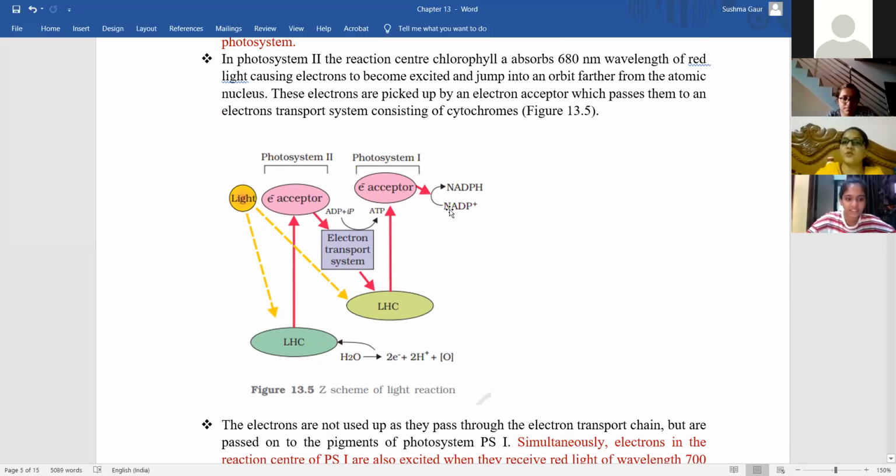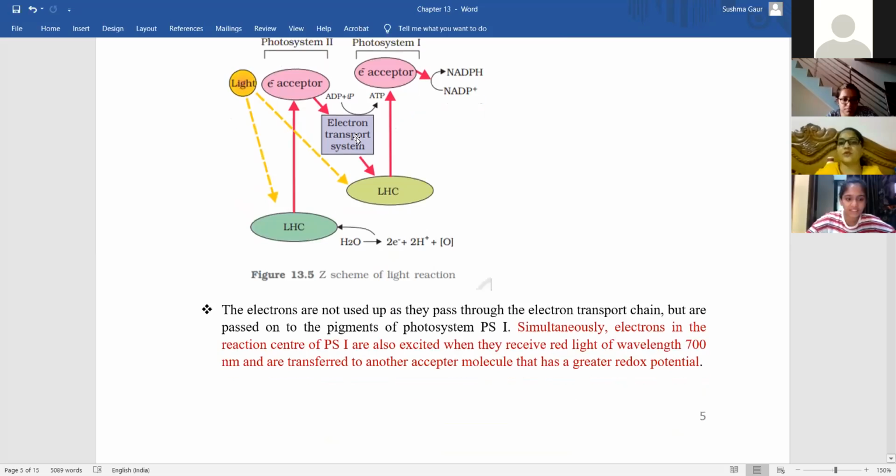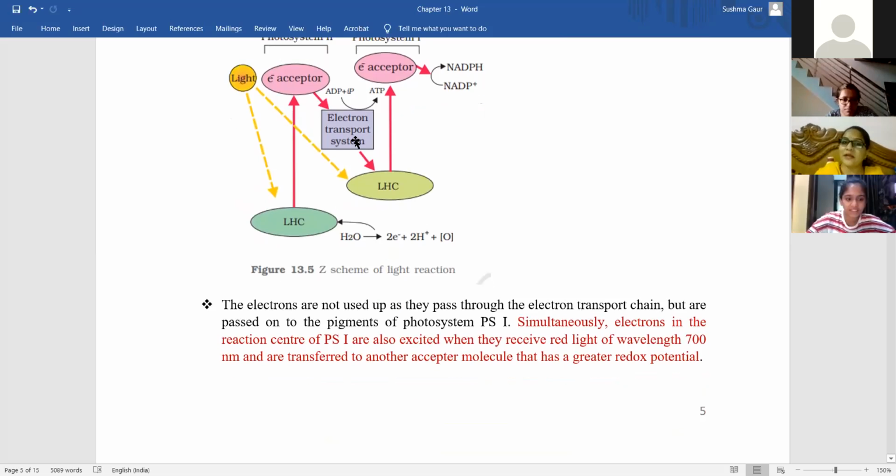So this electron transport system consists of different types of cytochromes. Now the electrons are not used here in this electron transport system, but they are passed to the pigments of photosystem 1. The electrons in the reaction center of photosystem 1 also get excited as they receive red light at the wavelength 700 nm, and the electrons are again sent to an electron acceptor.